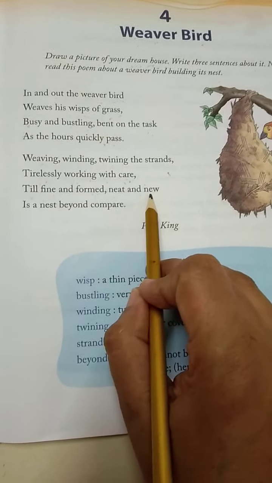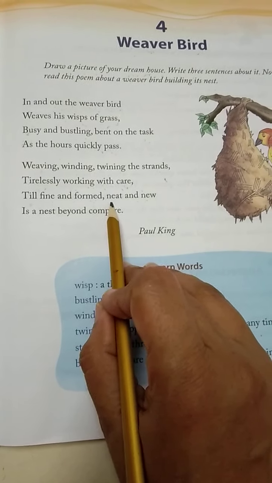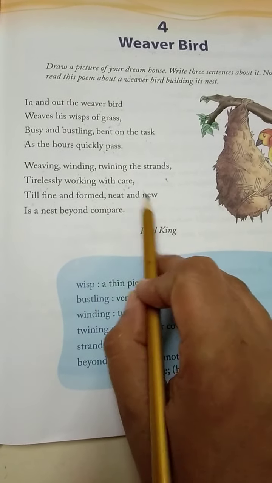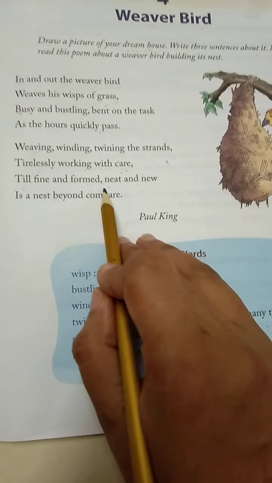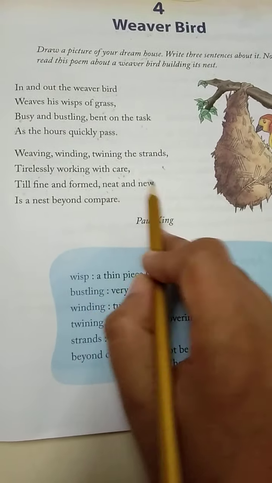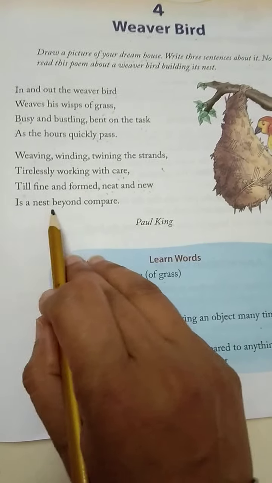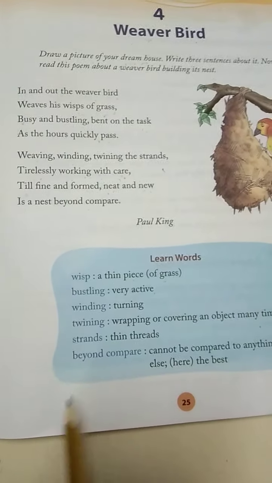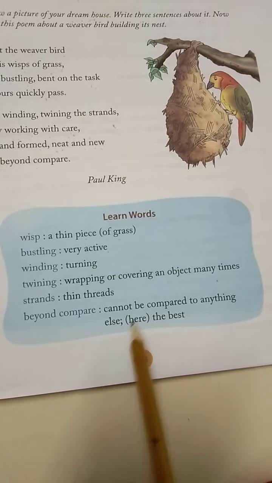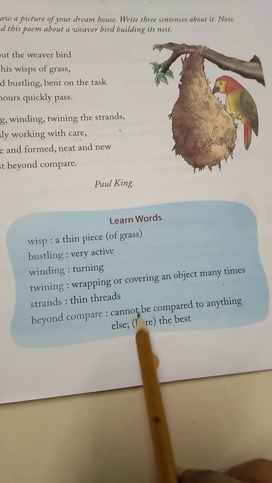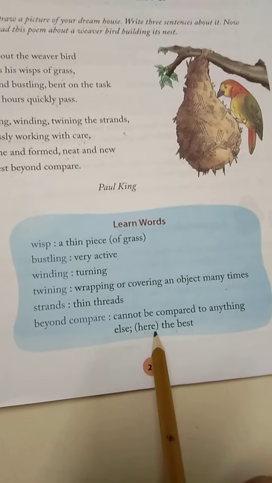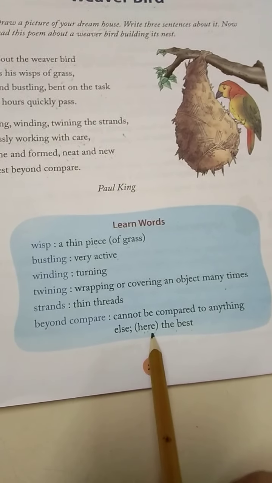Neat, साफ सुथरा, बिल्कुल और नया. These are the adjectives. Adjectives means which are telling the quality of the nest. Nest कैसा है? Neat and new, साफ और नया बिल्कुल. Is a nest beyond compare. Beyond compare means cannot be compared to anything else. Here it's the best. The meaning actually is this, but here in this poem, that is why it is written here. Here means in this poem it is the best.